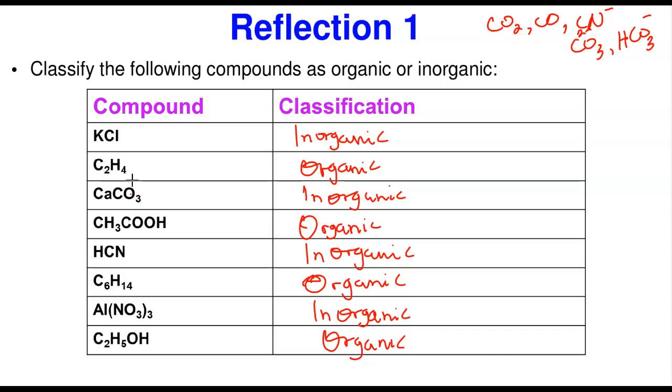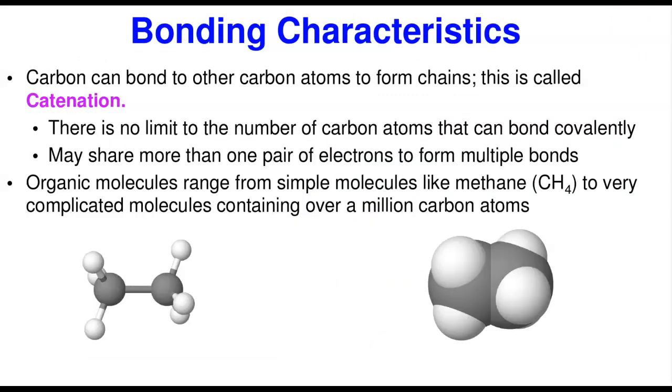So let's review. This is inorganic. This is organic. This is inorganic, it has carbonate. This is organic. This is inorganic, it has cyanide. This is organic. This is inorganic. And this is how we solve these problems. All right, we move to the next thing.